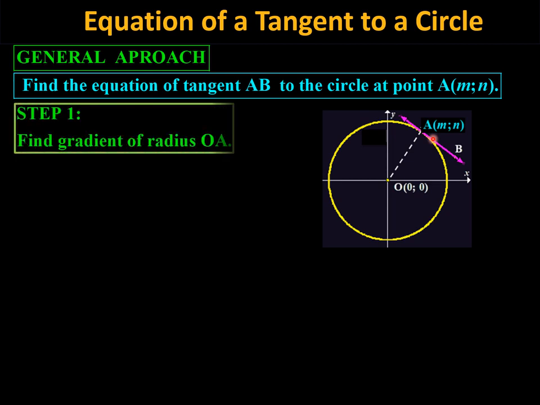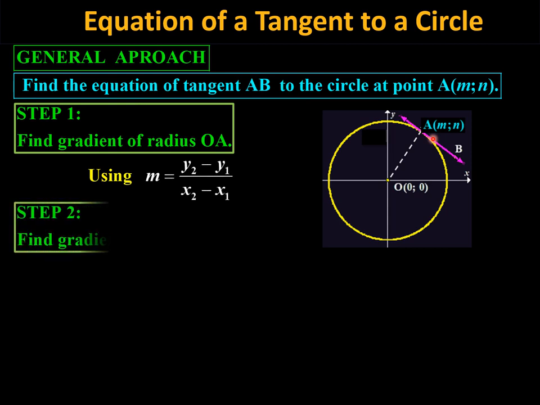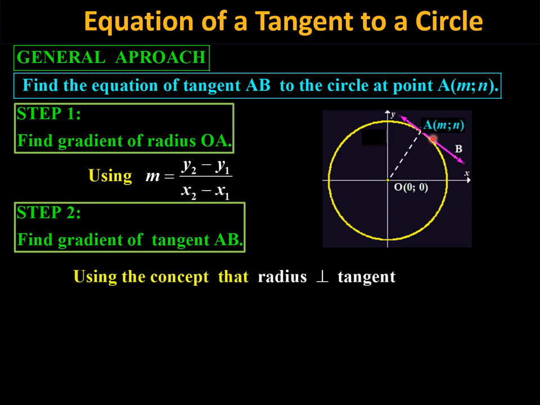First of all, we need to find the gradient of the radius, right? Very simple. You just use your gradient formula. Next, we need to know the concept that the radius and the tangent at the point of contact are perpendicular. So we need to find the gradient of the tangent using this idea. If the radius gradient is positive 3/4, the tangent's will be the negative reciprocal, which is negative 4/3. Or if this is 5, this is negative 1/5.